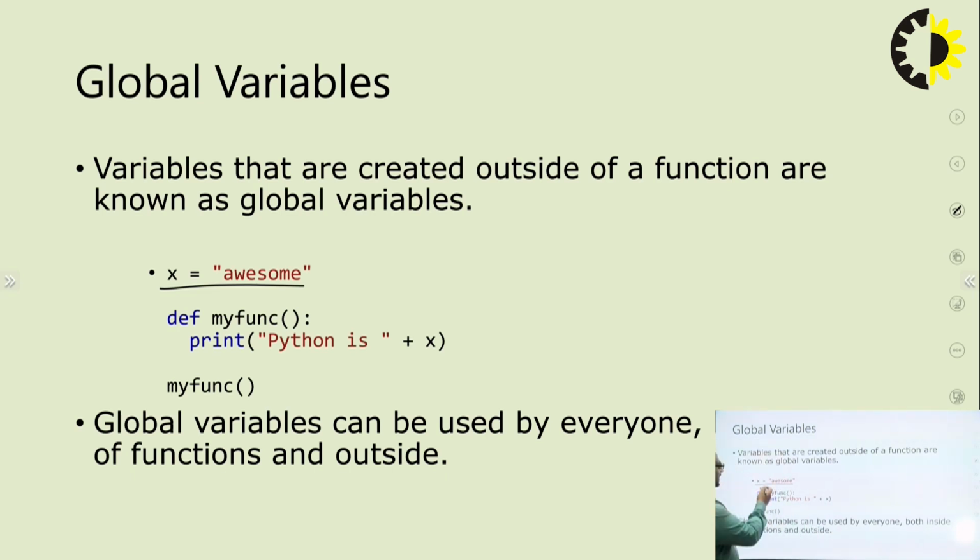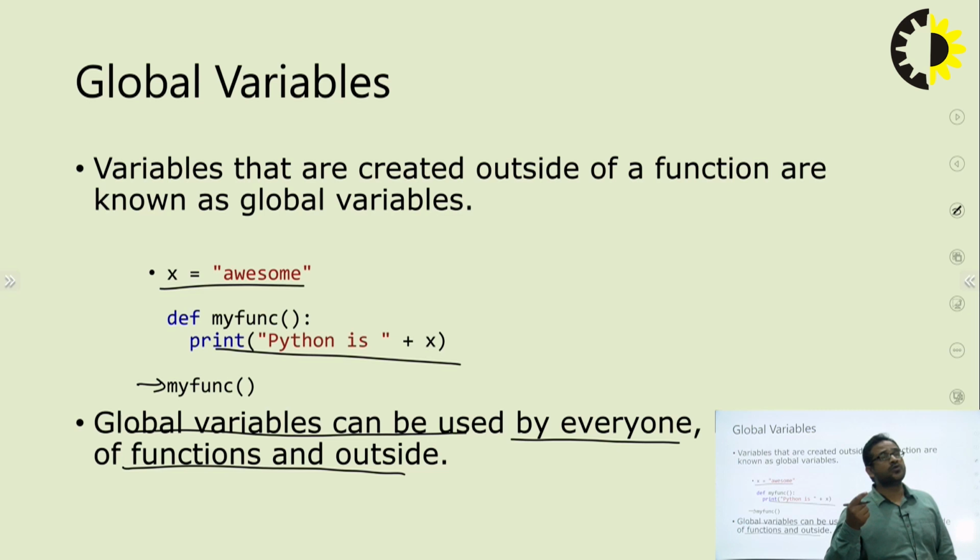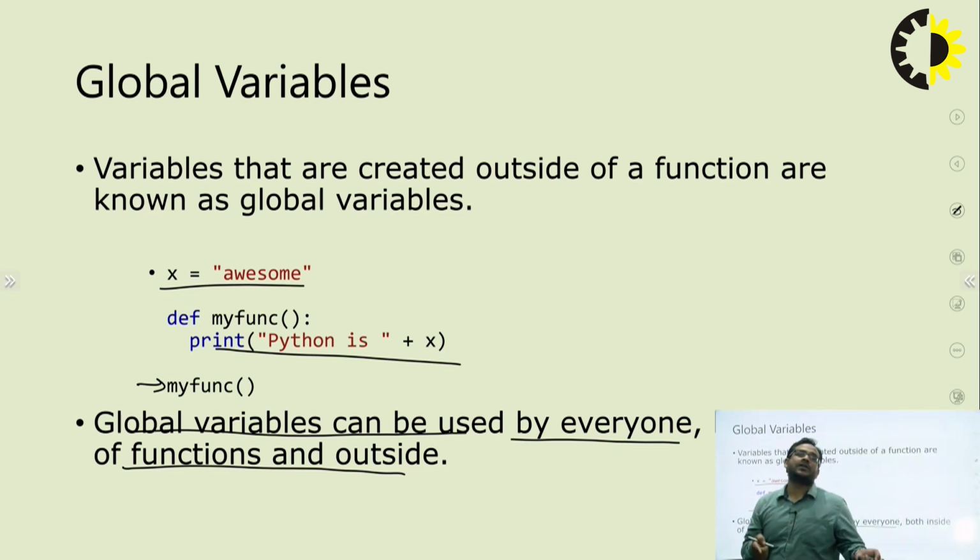You can see X is declared here, and whenever I am calling the function, it is printing Python is awesome, because a global variable can be used by everyone, both inside of a function and outside of a function. And if you create a variable inside a function and want to use it outside of the function, it is not available there. Why? Because the scope of that particular variable is only inside the function. Understand my point? That is called a local variable for the particular function.